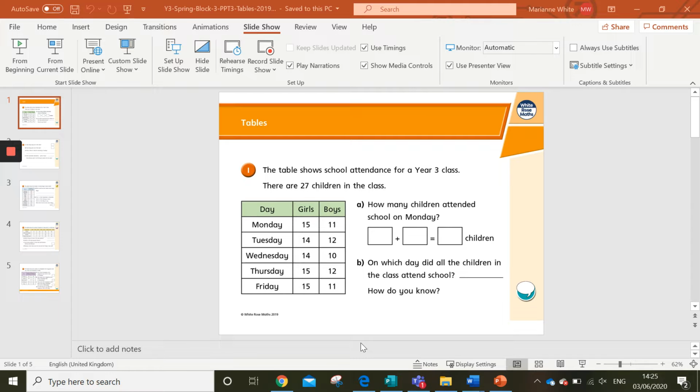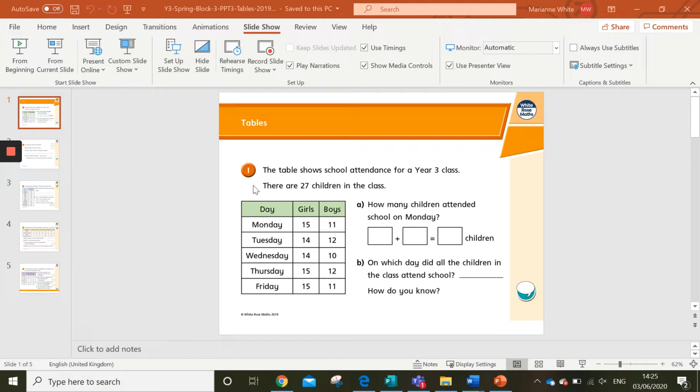In today's daily learning, we are looking at tables. As it said on our knowledge organiser, it's really important that we look at the headings to discover the information that the table is showing. At any point in this video, you can press pause and have a go at the question that we have just discussed. So number 1, the table shows school attendance for a Year 3 class.